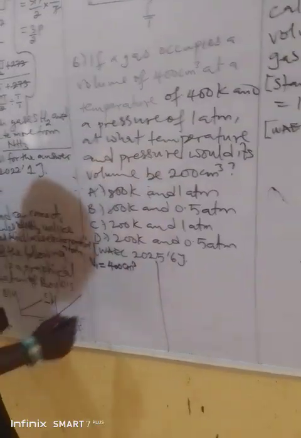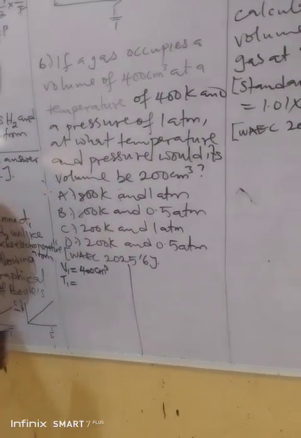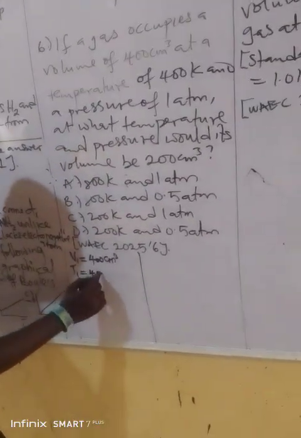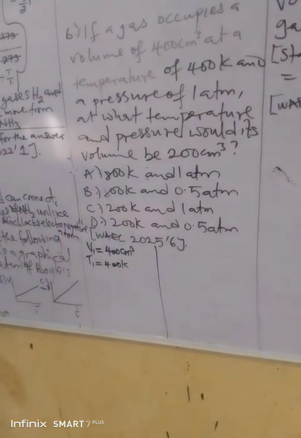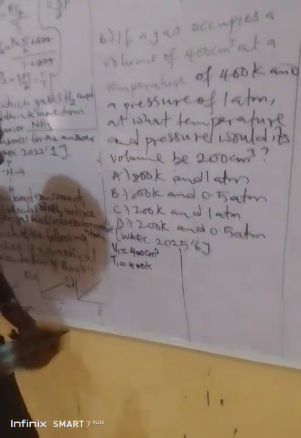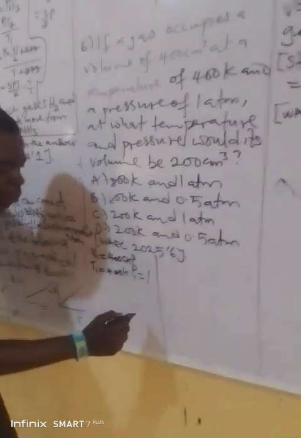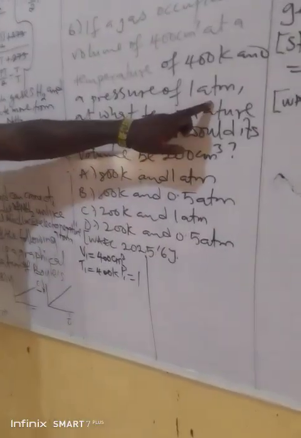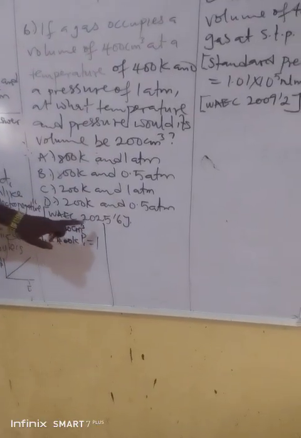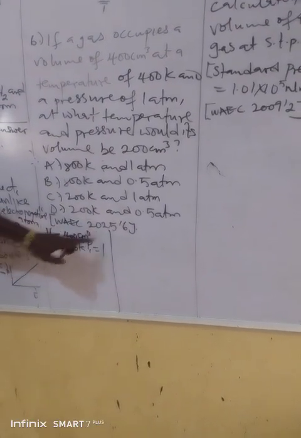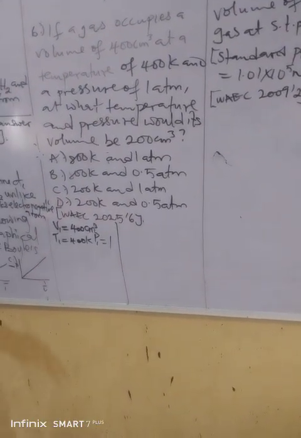At the temperature, T1 is what? Also 400. These questions are challenging questions. And the pressure, P1 is what? 1 atm. Are we together? At what temperature? This question is a wicked question though. Last year's question, 2025. Very wicked.